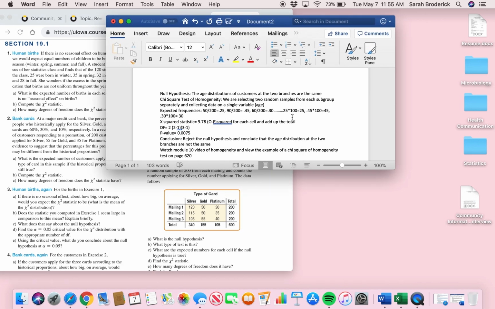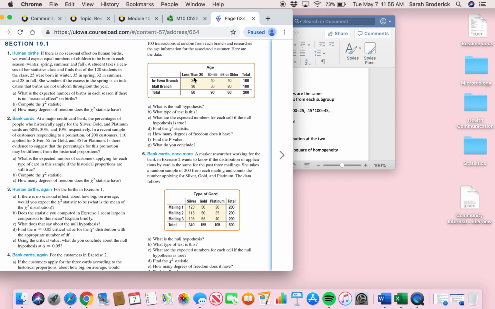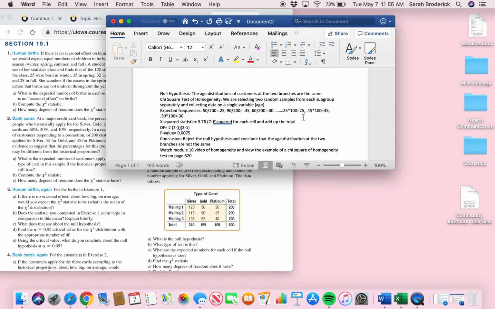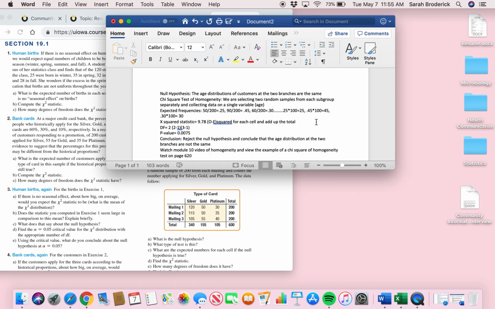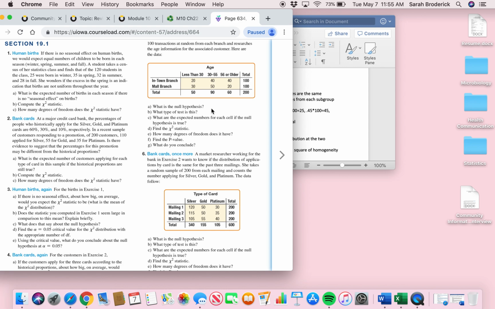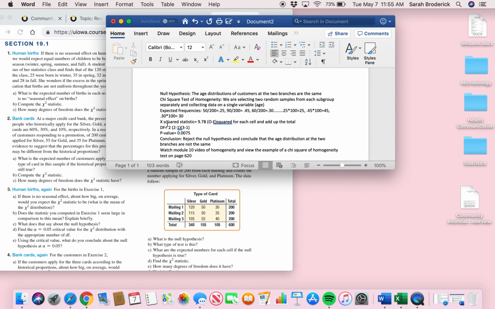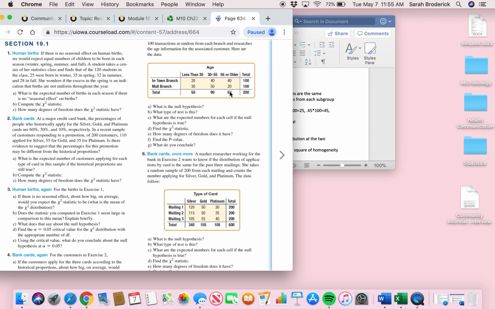So, for example, I took 0.25 from the first column and multiplied that by 100 and got 25. And then keep in mind that these will be the same because the total is both 100 for these. And then for the next one, I got 0.45 times 100 is equal to 45. So that's the expected frequency for this. And then 0.30 times 100 equals 30. So that's the expected frequency for 56 or older.